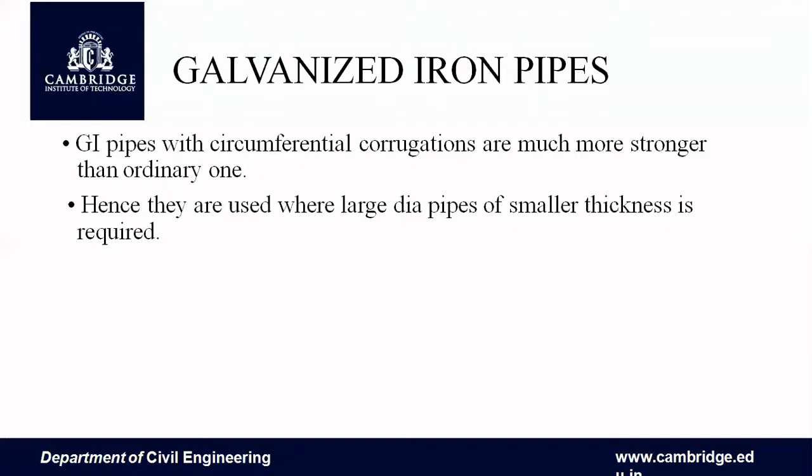The advantages of galvanized iron pipes are that it is cheap, light in weight, joining is easy, and frictional losses are less. The main disadvantage is the lifespan. Durability is less compared to other pipes, around 7 to 10 years at the maximum. It is easily affected by acidic and alkaline water, and incrustation may take place inside the pipeline.